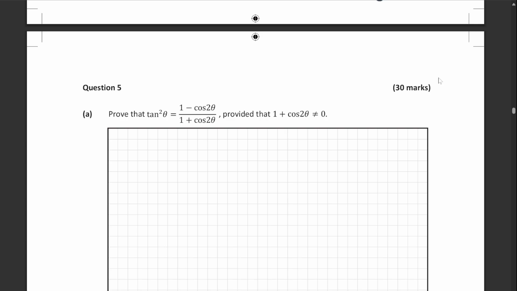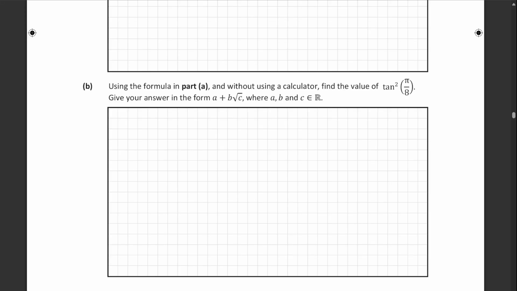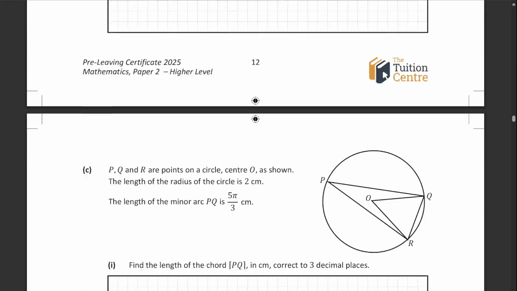I mean, you could probably do that. You're going to have to turn one of these into either 1 take away 2 sine squared or 2 cos squared take away 1, and you're probably going to simplify things to there. From the exact value tan squared pi over 8. Okay, grand enough.